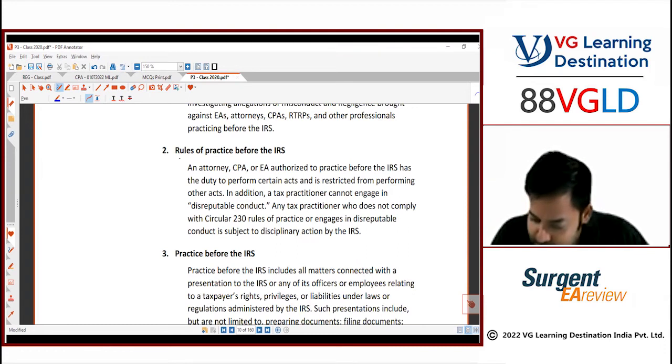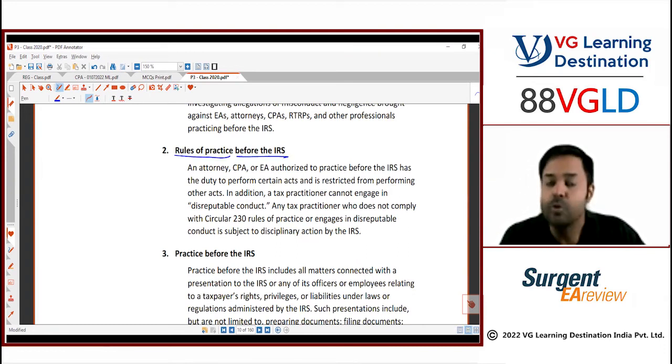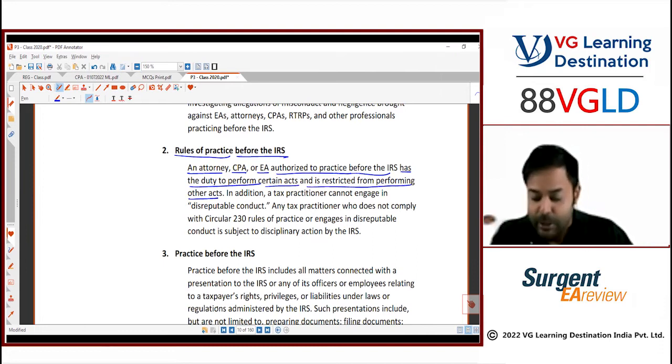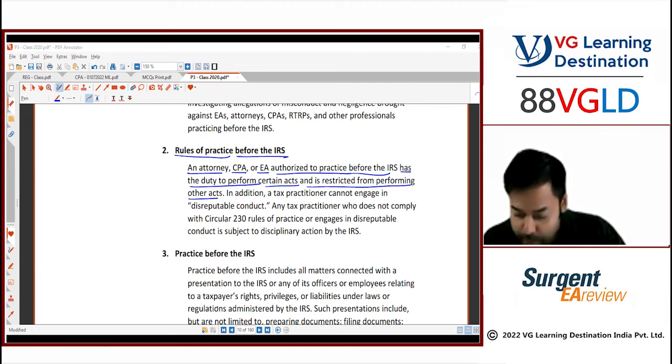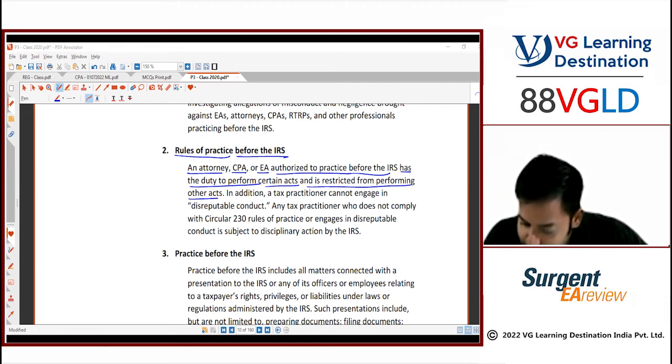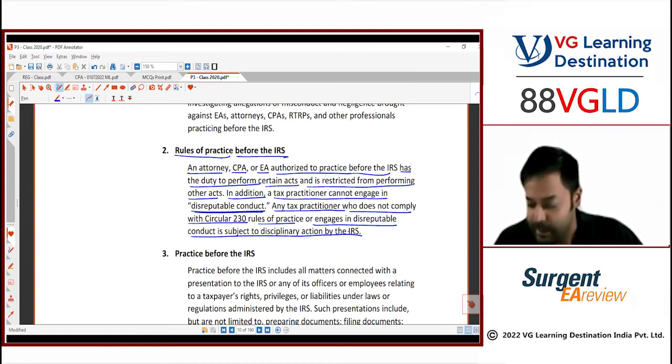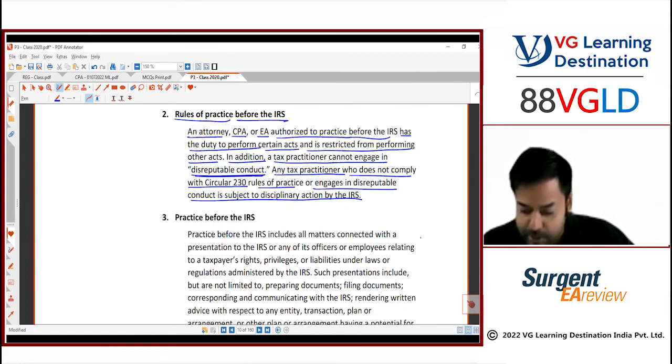Now I am on the second page. Rules of practice before the IRS. What are the rules for you in this case? An attorney, CPA, or EA authorized to practice before the IRS has the duty to perform certain acts and is restricted from performing other acts. So obviously you have certain duties to perform and certain things you must not do. In addition, a tax practitioner cannot engage in disreputable acts. Any tax practitioner who does not comply with the Circular 230 rules of practice or engages in disreputable conduct is subject to disciplinary action. What is a disreputable act? We'll discuss it. Generally, that's the rule.